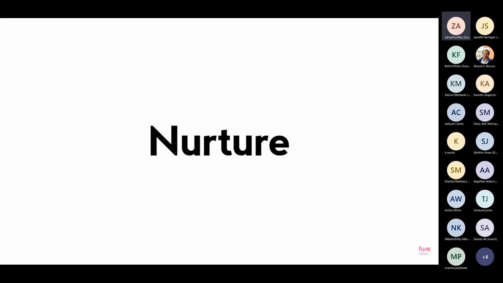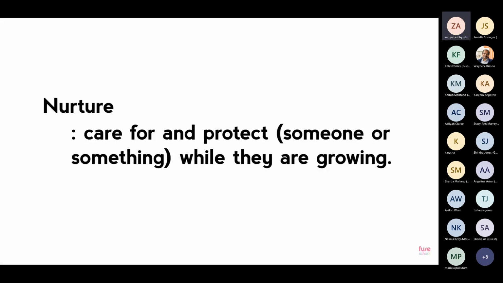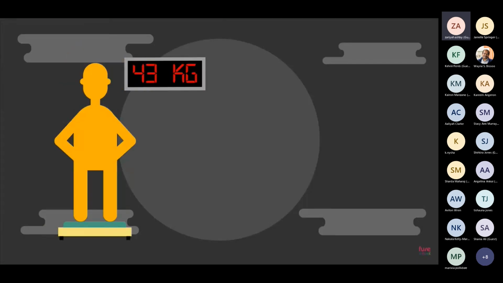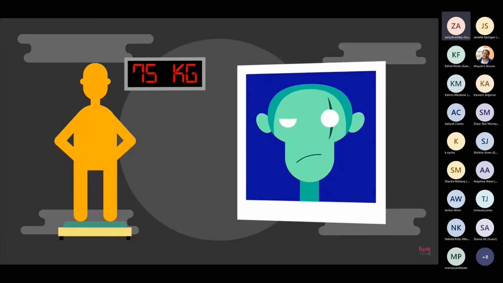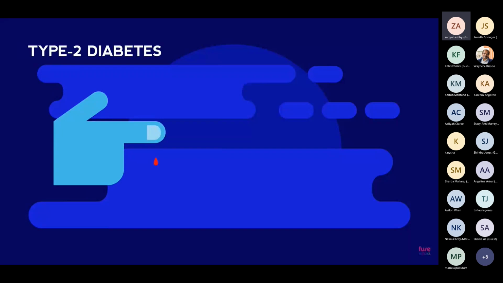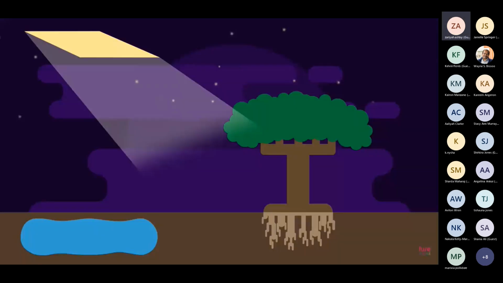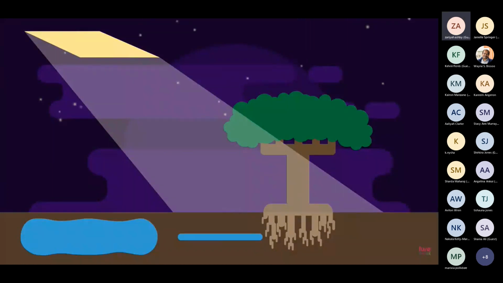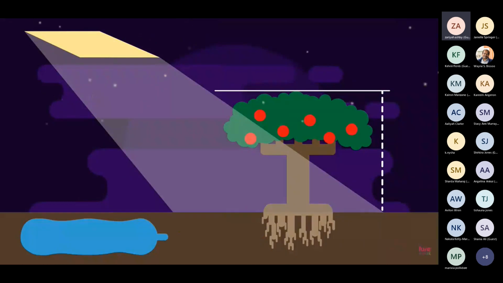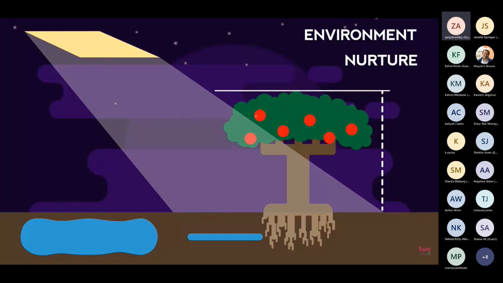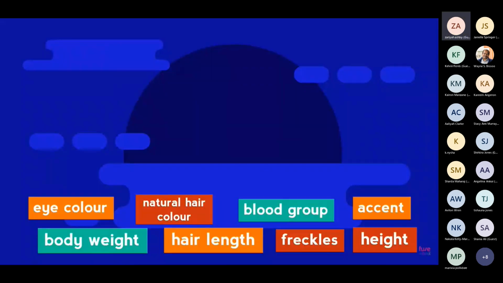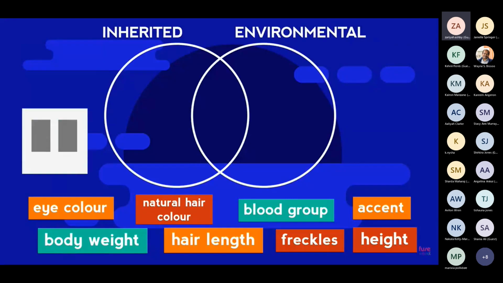Nurture refers to the effect of the environment on characteristics. The word literally means care. Examples of characteristics that are determined by the environment are weight or mass, which is dependent on your diet, or the presence of a scar. Some diseases may be caused by environmental influences, such as type 2 diabetes or coronary heart disease. Imagine a plant has not received enough sunlight or water. This may influence the height of the plant or the number of fruits produced. We would say that the environment has influenced these characteristics too, or that a plant has been affected by nurture. Can you decide if each of these characteristics is controlled by inherited characteristics, the environment, or both? Where would each go on a Venn diagram? Pause the video while you think. Did you get them all right?